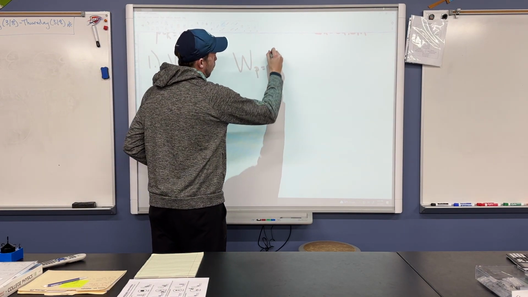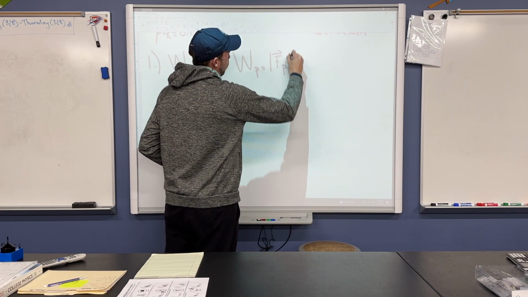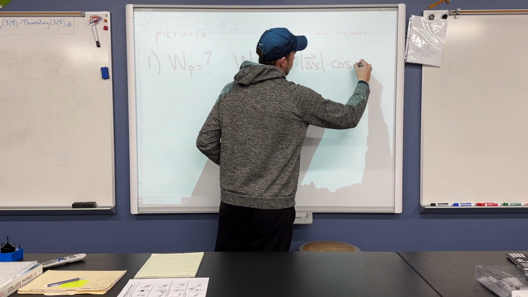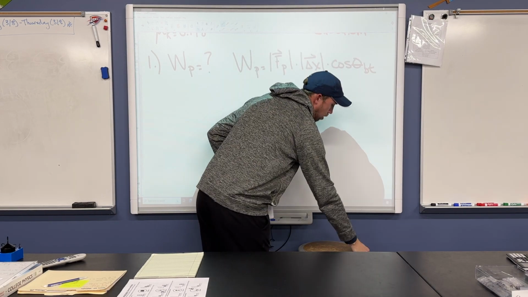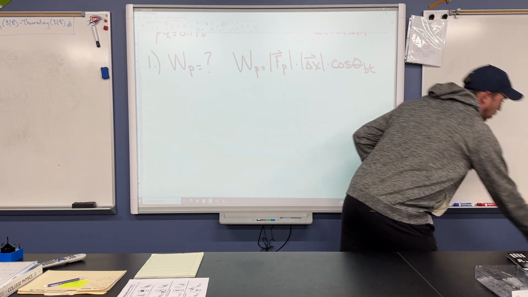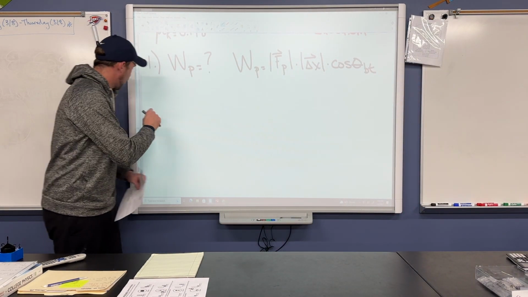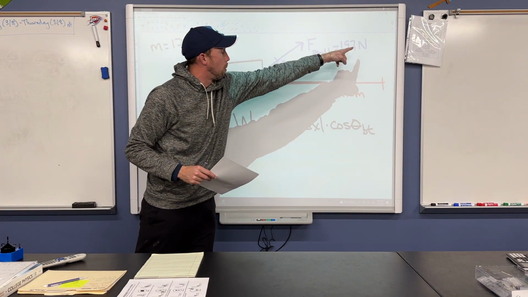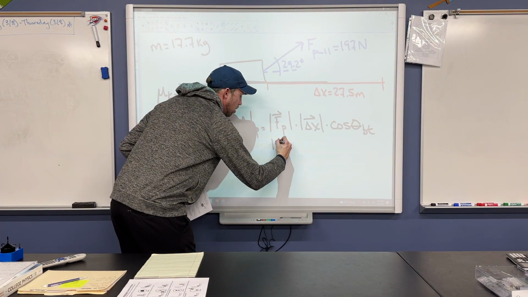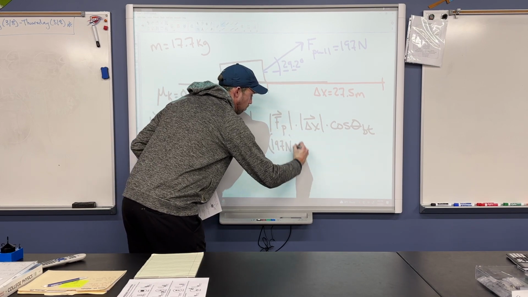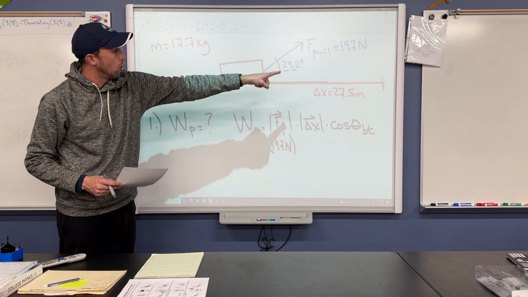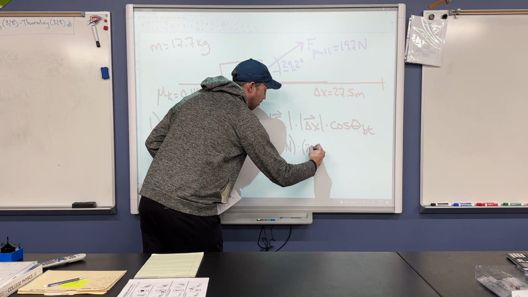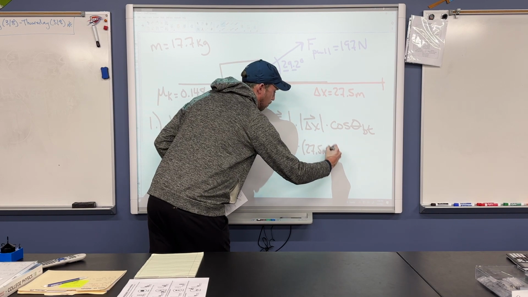So the work done by our pulling force is equal to the magnitude of the pulling force multiplied by the magnitude of our displacement multiplied by cosine of the angle between the force and the displacement. Okay, so let's see what we have here. We know the magnitude of our pulling force, 197 newtons. We're told our block displaces 27.5 meters. The magnitude of 27.5 is 27.5.